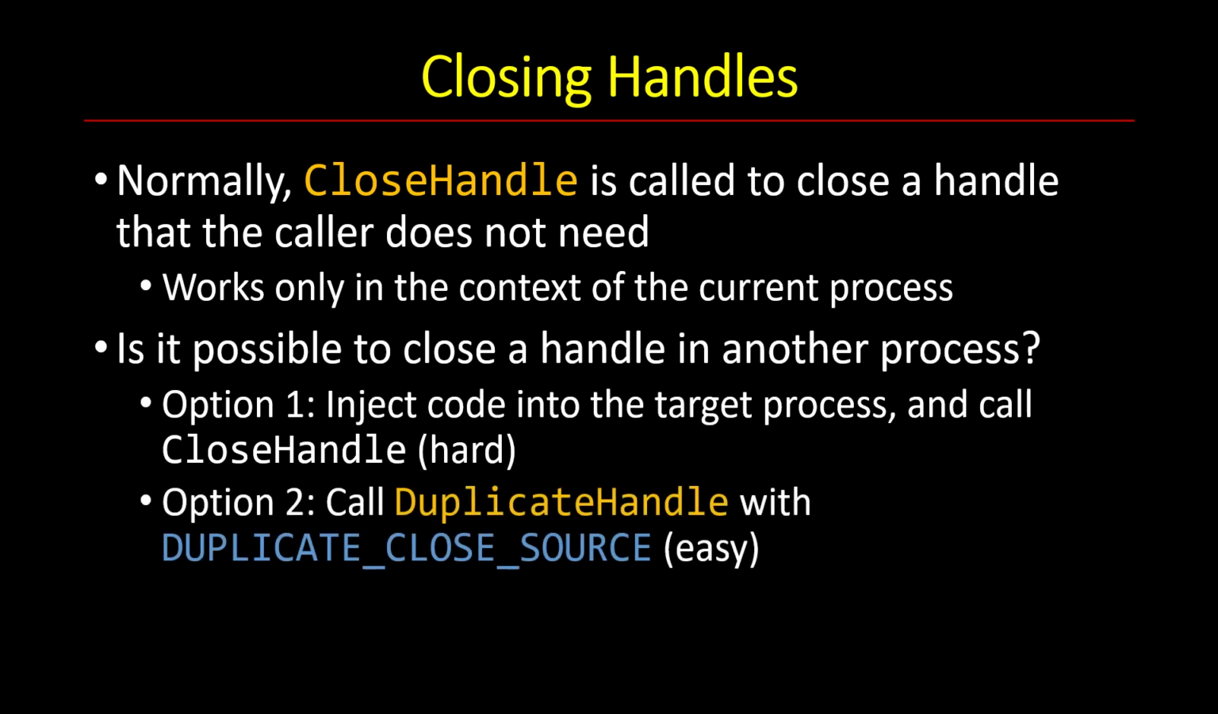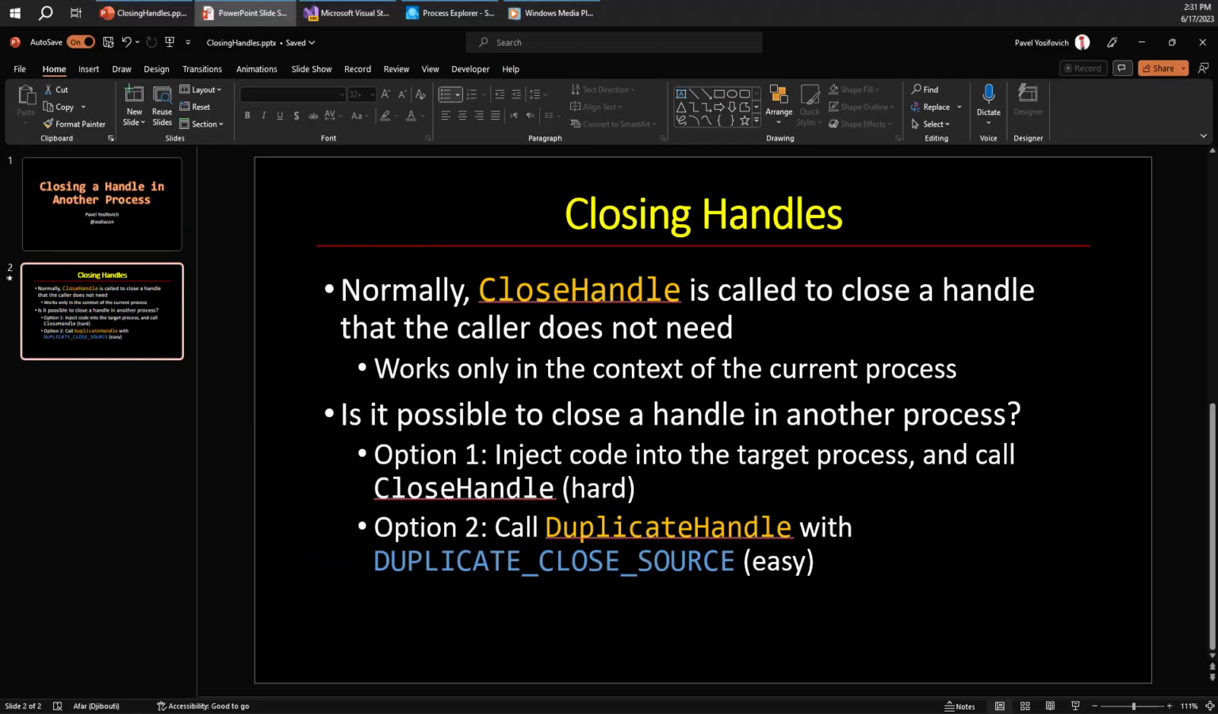Fortunately, there's a second option which is much simpler, using the DuplicateHandle API. Normally, this API is about duplicating a handle from one process to another, but in fact, it has a flag you can specify, which is called DUPLICATE_CLOSE_SOURCE. This allows you to close the source handle when performing this kind of duplication of sorts. So essentially, DuplicateHandle can just close a handle in another process. Of course, you still need to have a powerful enough handle to the target process, but it's not as powerful as you might need for code injection. Let's see how to do that.